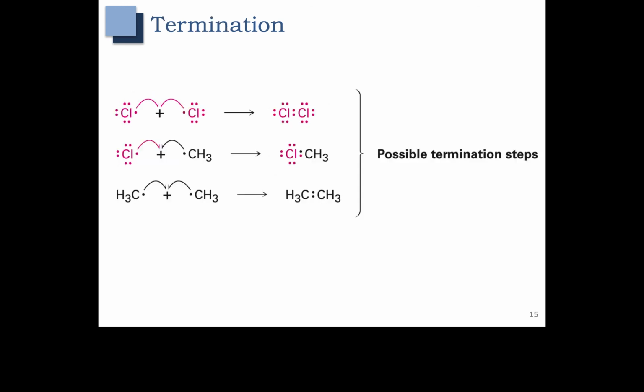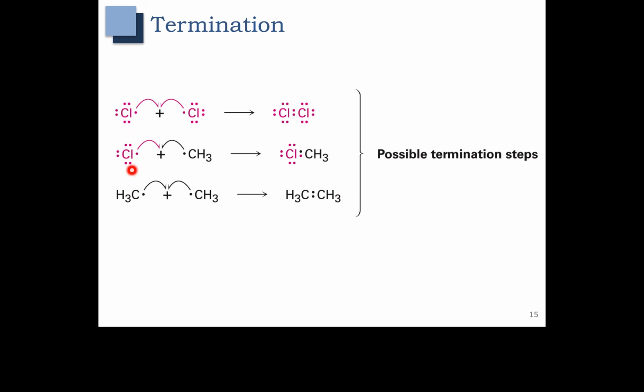Termination of the radical chain reaction happens when we have radical couplings. And you can see here a number of possible radical couplings for this particular reaction. We have two chlorine radicals coming together to form chlorine. Now, of course, this isn't going to get us anywhere in the mechanism, but it is a possible termination step that can occur. Termination means ending the radical chain reaction.